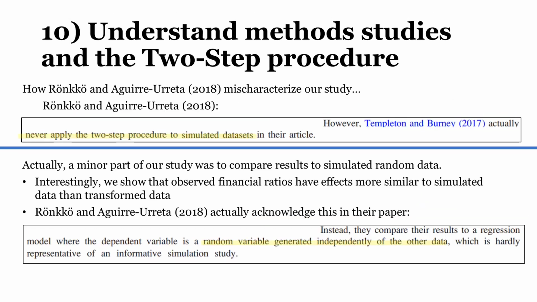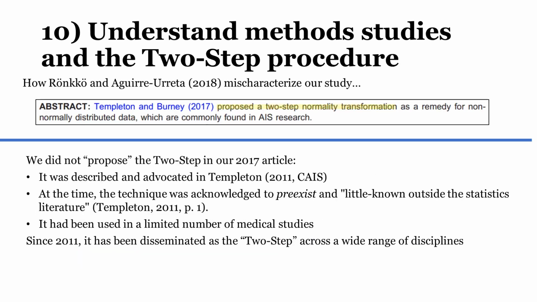The authors claim that we never apply the two-step to simulated data, when in fact we used simulated data as a baseline and found something very interesting. We found that extremely non-normal financial ratios have effects similar to random data. Nonetheless, here the authors are wrong again. The authors also say that we proposed the two-step in our 2017 study, when in fact it was described and advocated in 2011 in CAIS, and in that study I acknowledged that it pre-existed. It had been used in a limited number of medical studies.